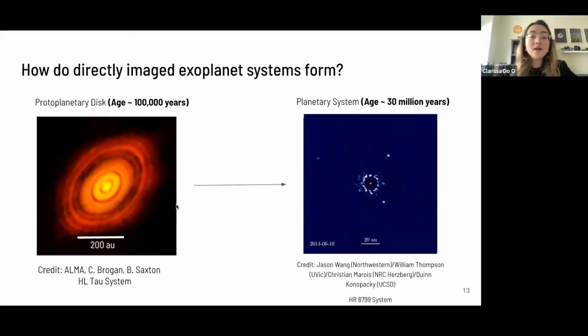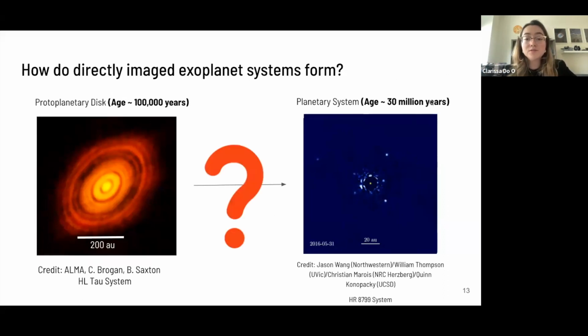But the main thing right now is that we can try to understand how the details from protoplanetary disks, here this disk is about 100,000 years old, to a fully formed planet system about 30 million years old actually occurs. We are still trying to understand the details of these mechanisms.